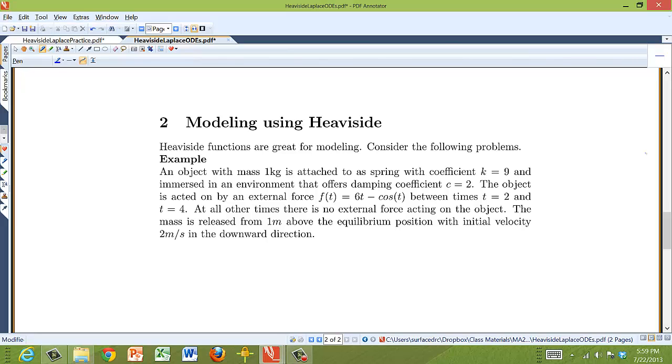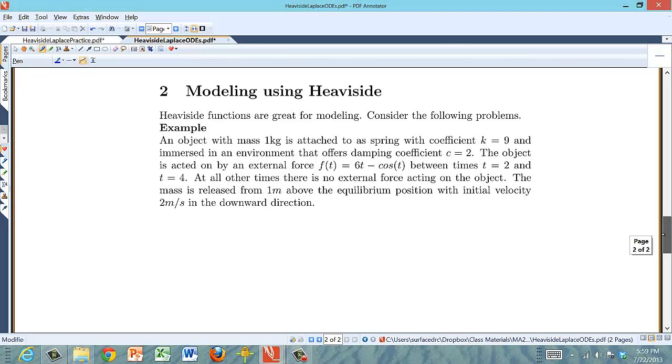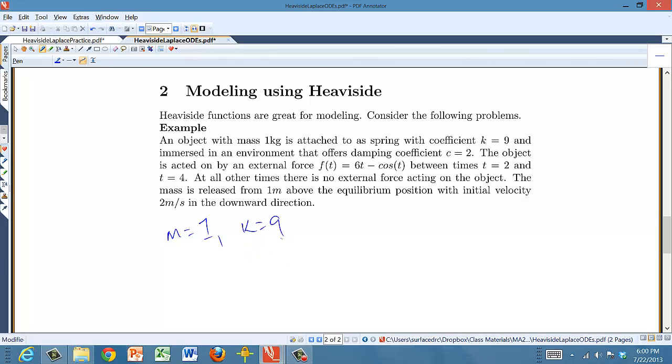So let's think of a problem here. We've talked about mass spring damper systems where you can have an external force acting on the object. Let's think about what would happen if the external force is a discontinuous thing. So for example, imagine you have an object with a mass of 1 kilogram, so our m is 1, and we have a spring coefficient k of 9, and you have a damping coefficient of c equals 2.